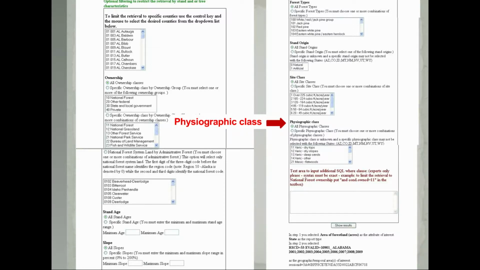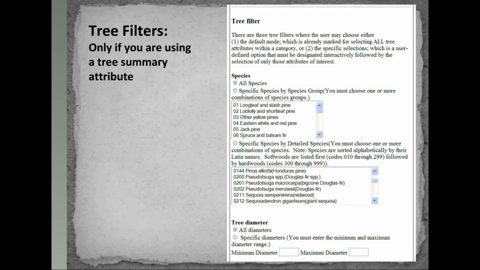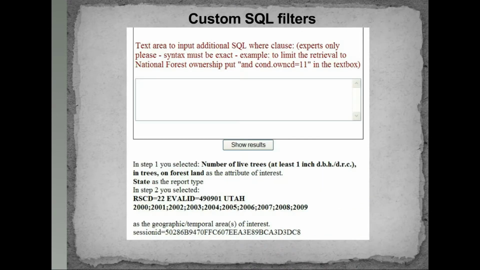And then if you chose a tree option, that's from an area table. Only if you're using a tree summary attribute do you see these options. And there are your species groups and your individual species, and you can also pick a diameter range. Below that is the old custom SQL filter, which used to be the only option. It's not as hard as it looks.